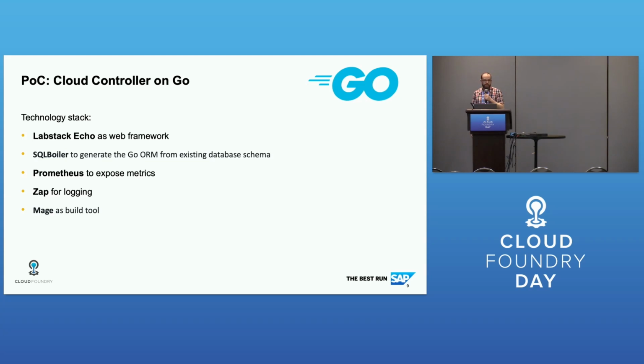This is the technology stack. As a web framework, we use LabStack Echo. Then we use SQL Boiler to generate the Go code from the existing database schema, Prometheus to expose the metrics, Zap for logging, and Mage as a build tool. A few more other tools are also used, but these are the most important ones.